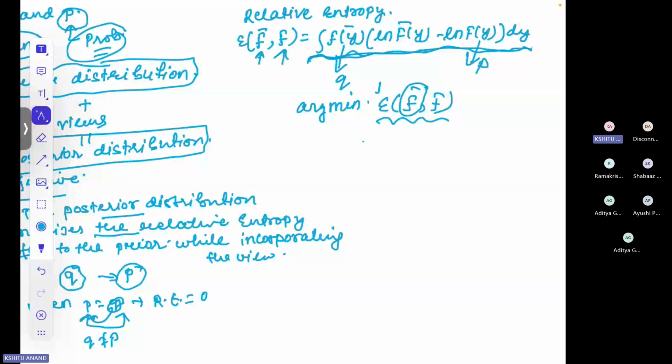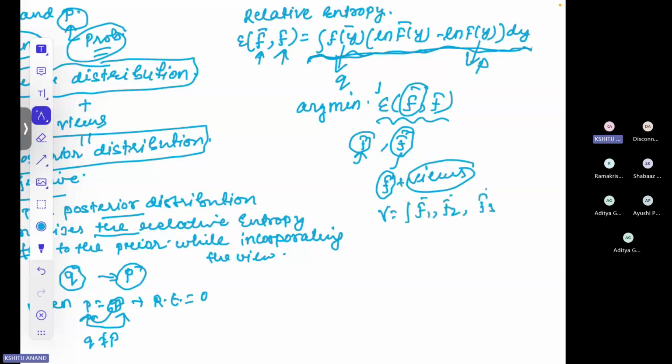So basically, what is F and what is F bar? F is your prior distribution and F bar is your posterior distribution. Now let us suppose F bar is your distribution that is F plus your view. Okay, so basically it is formed by combining the market historical return plus your view, and you get the F bar. Okay, now let us suppose you have multiple F bar that are possible. So basically V is a set of all F bar. So basically F1 bar, F2 bar, F3 bar, F4 bar. So basically there are many F bar that satisfy your view. Okay, got it? So which F bar should you choose?